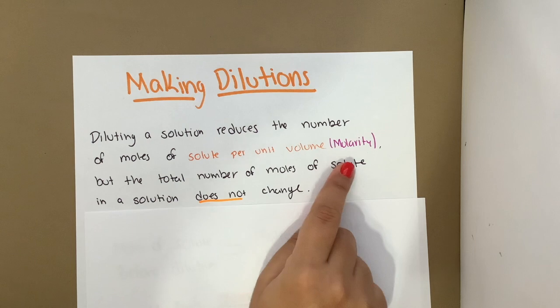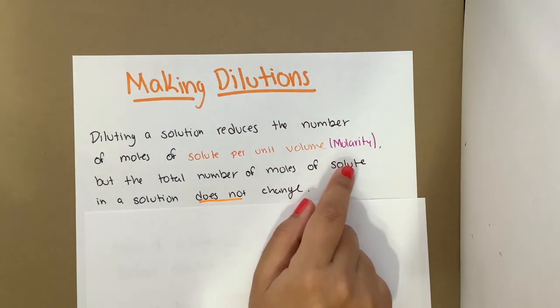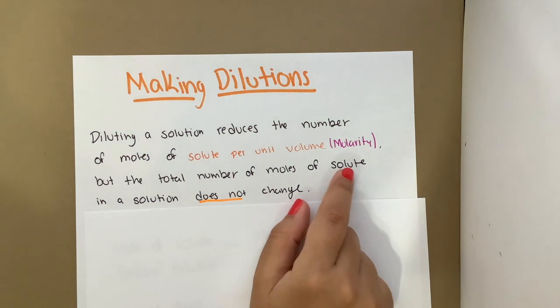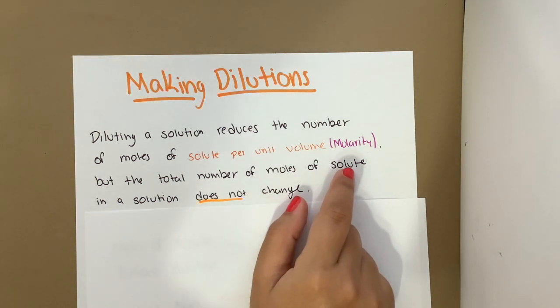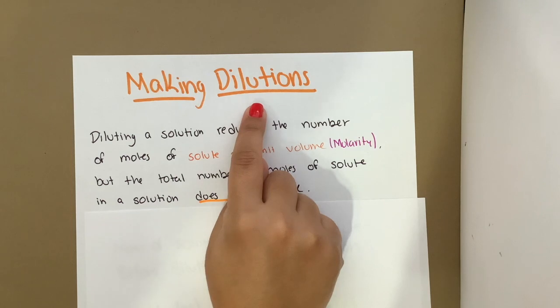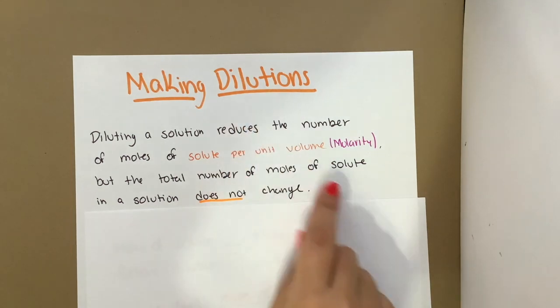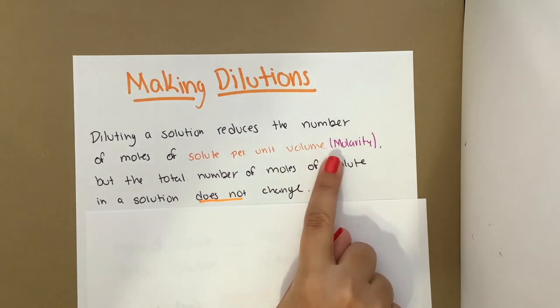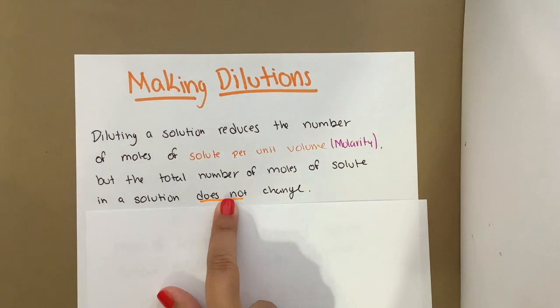So let's say you make salty water. Let's say you add a lot of salt and now it's really salty, and you wanna dilute the solution. What you're gonna do is add more water. By adding more water, you're diluting your solution. You're making it less salty. You're decreasing the concentration, the molarity, but you're not changing the amount of salt that you have in there.